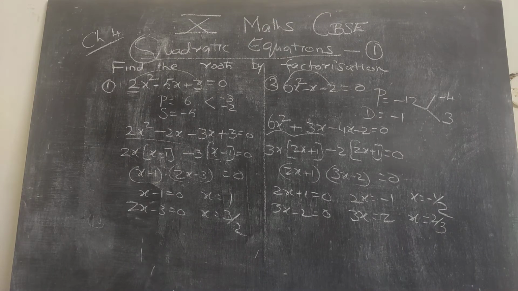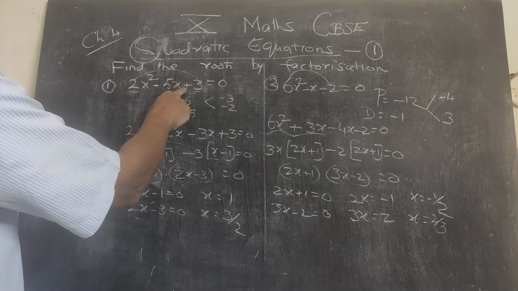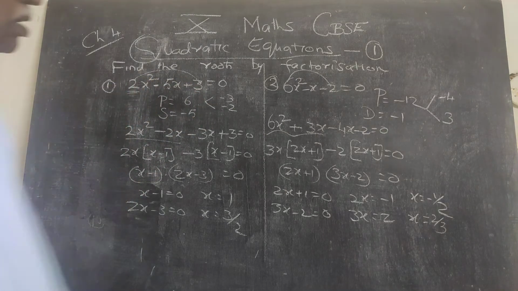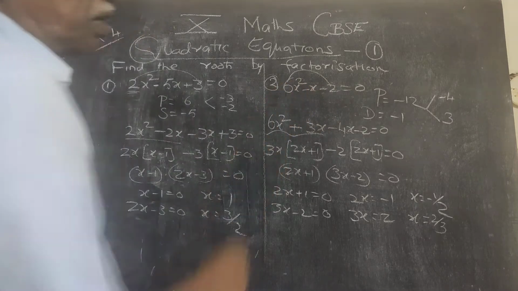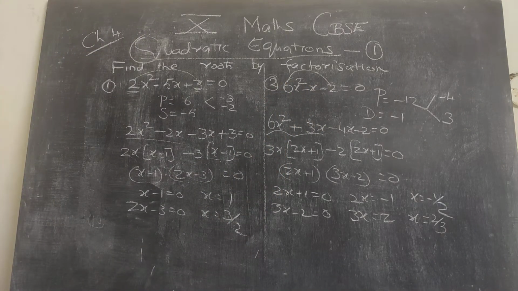So both the problems are simple. In the first problem we have plus here, so the sum of the two numbers should be equal to this. In the second problem there is minus, so the difference of two numbers should be equal to the coefficient of x. So that must be remembered, when you should take the sum of the two numbers and when you should take the difference of two numbers. Now I will go for the third problem.